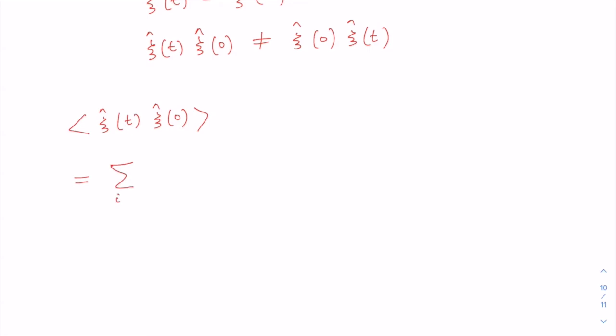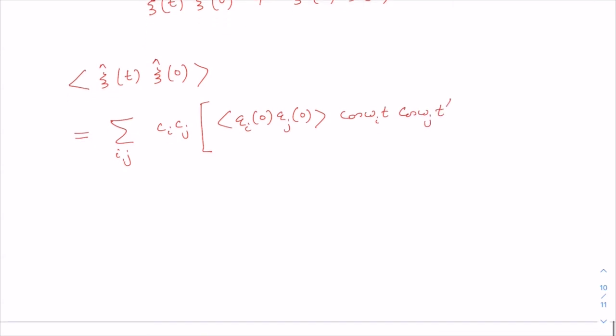Let me first write the whole term ij. I have here c_i c_j, and we'll have q_i(0) q_j(0), the expectation value of the product. Then I have cos ω_i t cos ω_j t'. I will have four terms, let me write all of them, and I will have the expectation below. All these are operators, I'm not writing the operator sign, but please understand that these are all operators.